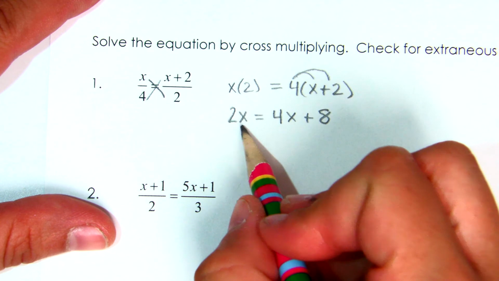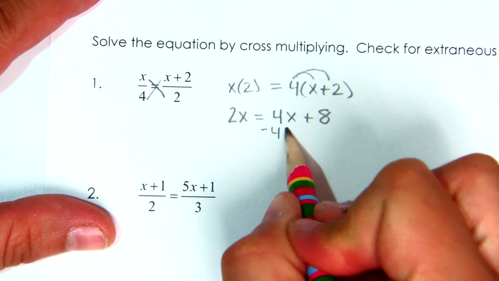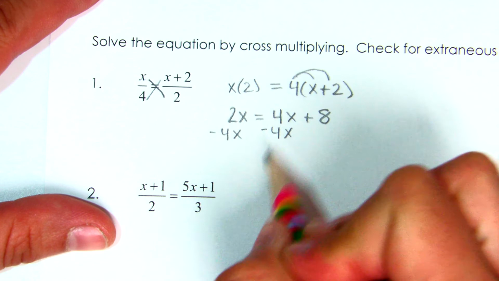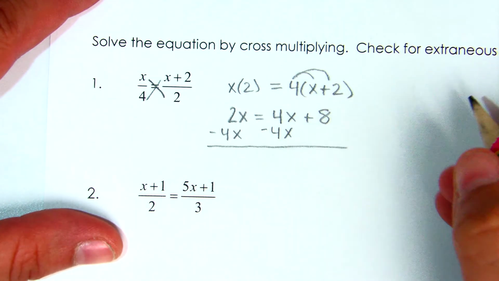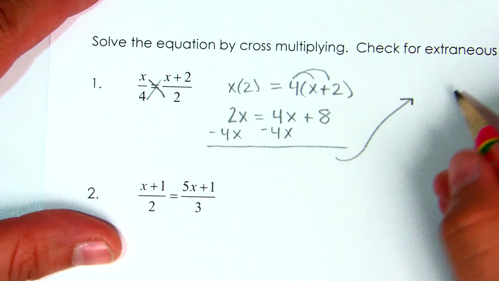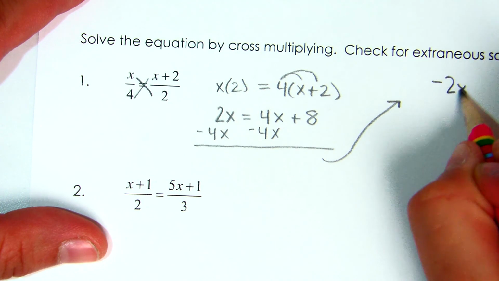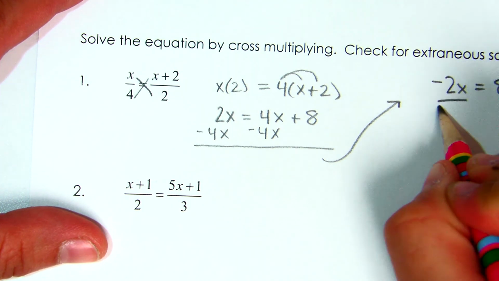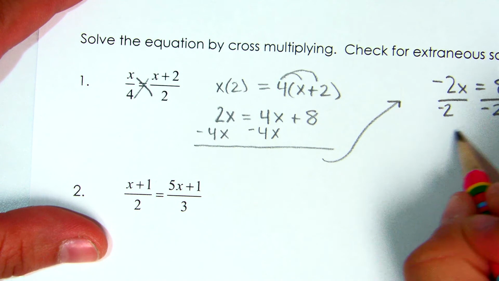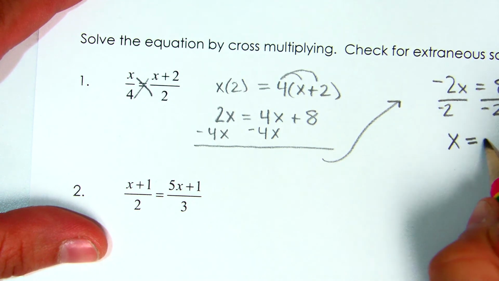I need to get all the x's on one side, so subtract 4x. So that's going to give me negative 2x equals 8. Get x alone by dividing by negative 2, so x equals negative 4.